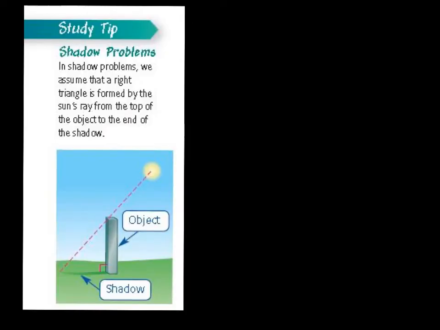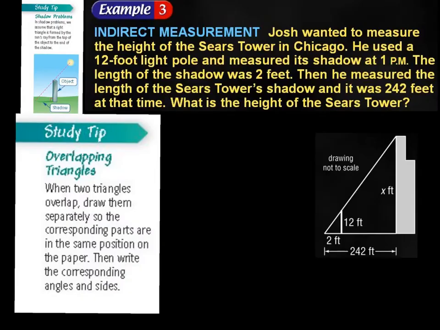Our next problem is a shadow problem. In shadow problems, we assume that a right triangle is formed by the sun's rays from the top of the object to the end of the shadow. So I don't know what that's supposed to be, a post or something. We assume that it's going straight up and down. It's not at an angle. Trees sometimes go straight up and down, sometimes go at angles, but we assume for this book that they always go straight up and down.